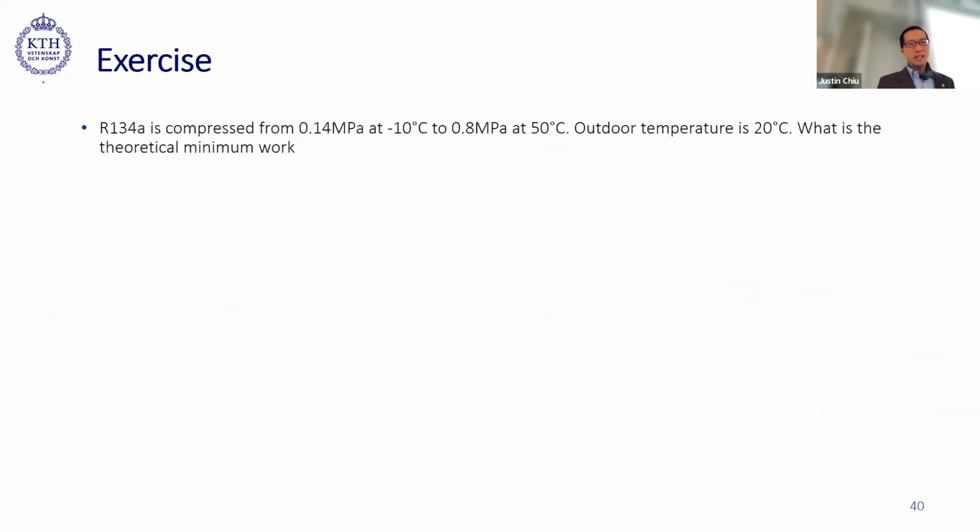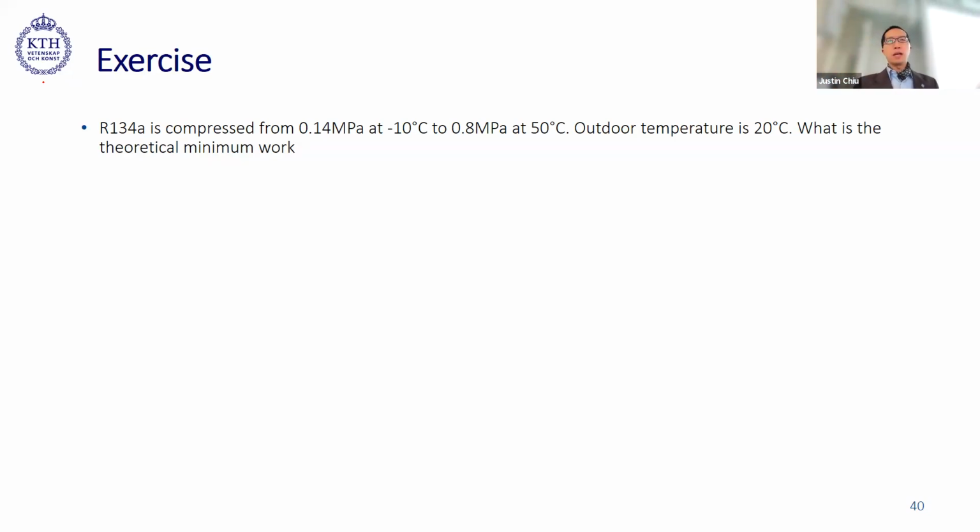Very good. Let's do an exercise. So I have a refrigerant R134A. Now it's slowly being phased out also. We don't want to have this refrigerant anymore, but in this example, we still have it. It is compressed from 0.14 megapascal at minus 10 degrees Celsius to 0.8 megapascal, giving 50 degrees Celsius after the compression.